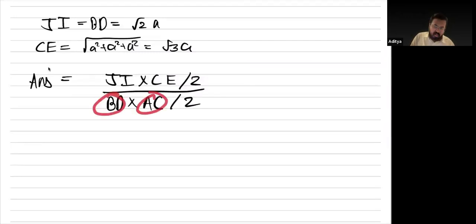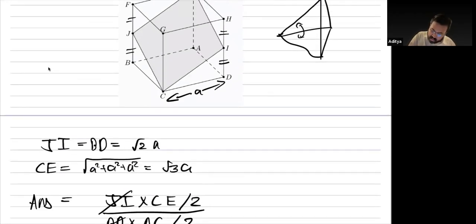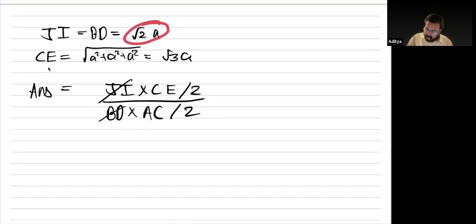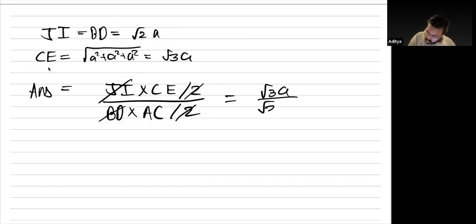These are two diagonals of our squares. Now, obviously JI and BD were equal because that is how we had defined them. JI is equal to BD and they are root 2a. AC and CE remain to be calculated, and just to get plugged in over here. We have this equal to root 3a upon root 2a, because AC is the other diagonal of our square, which is the same as BD. So we get root 3 upon root 2 or equal to root 6 upon 2.